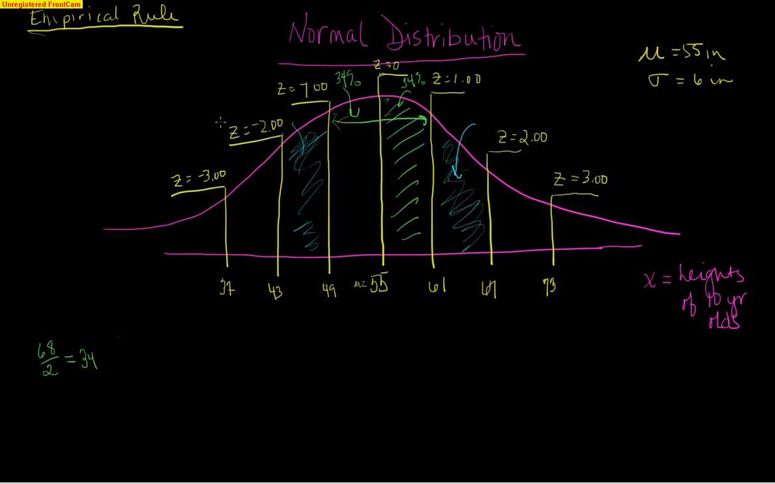What percent lies here is going to be 13.5%. How did I get that? Well, we know from here all the way out to here is 95%. So if we take that 95% and subtract off the 68% in the middle, and then divide that value by 2 because it's broken up into 2 pieces, that's how you get your 13.5%. You can try that on your calculator.